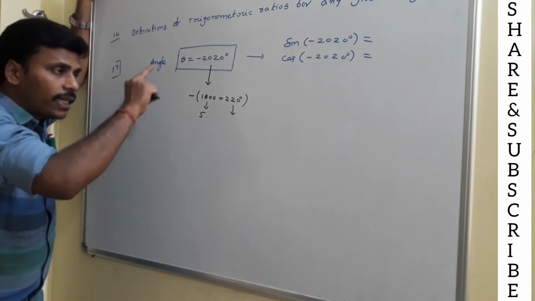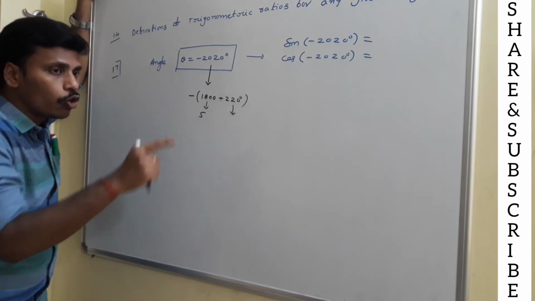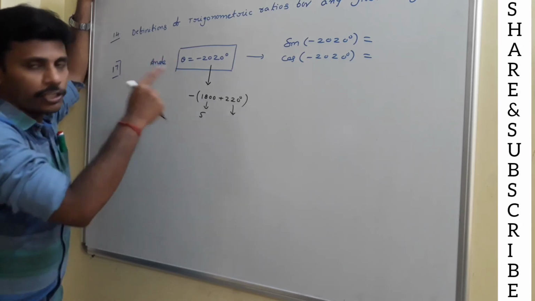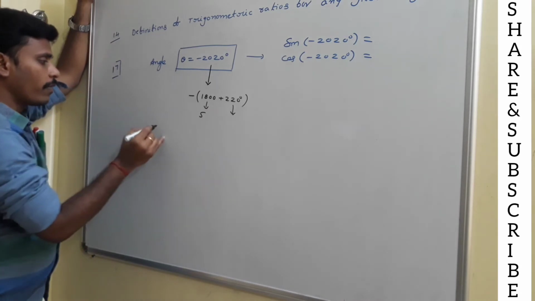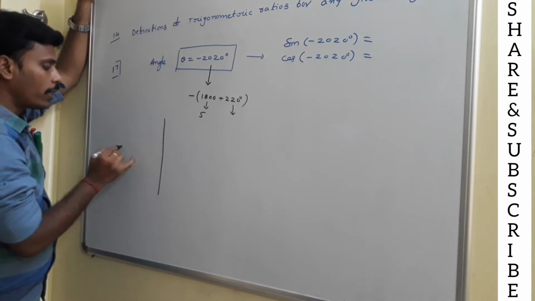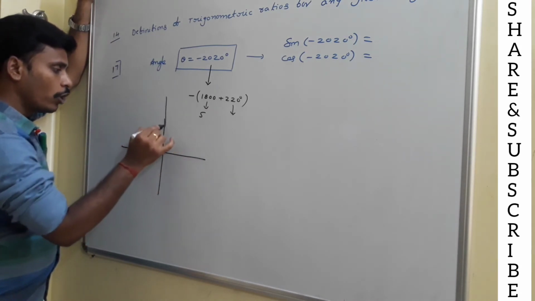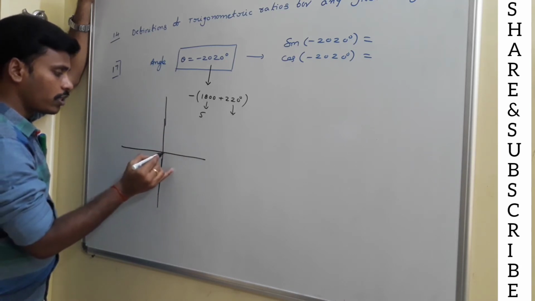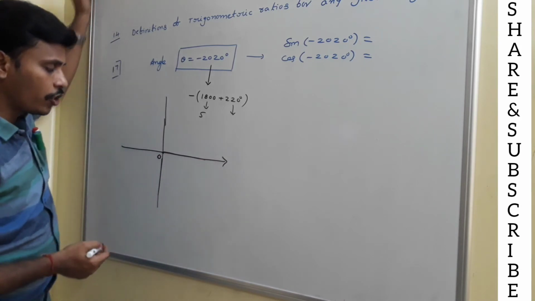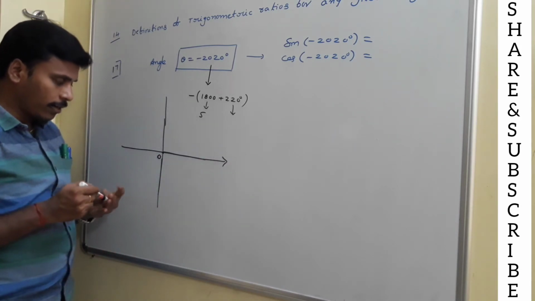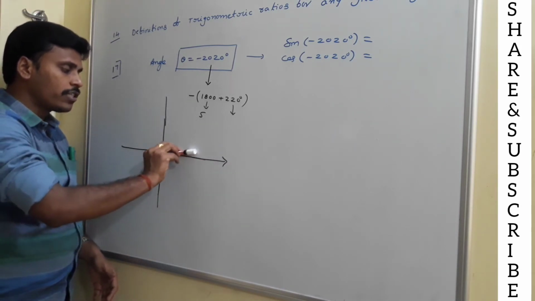That's why in the clockwise direction you need to move 5 rotations, and afterwards you need to move 220 more degrees. Everything I won't indicate here, but you need to move how many times? You need to move 5 rotations. This is the origin and this is the positive direction of the x-axis, which acts like the initial ray. Then rotate it.